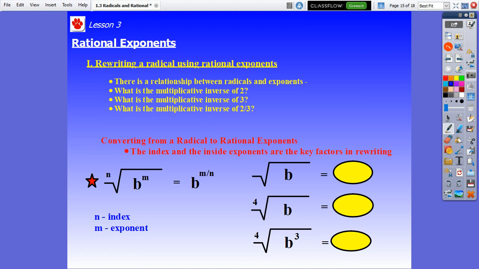So that's going to be lesson 2. Lesson 3 is going to be rational exponents. That'll be in the next video. This should get you going on that part.